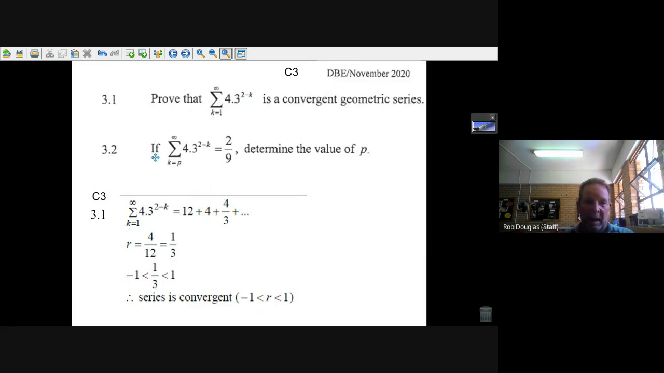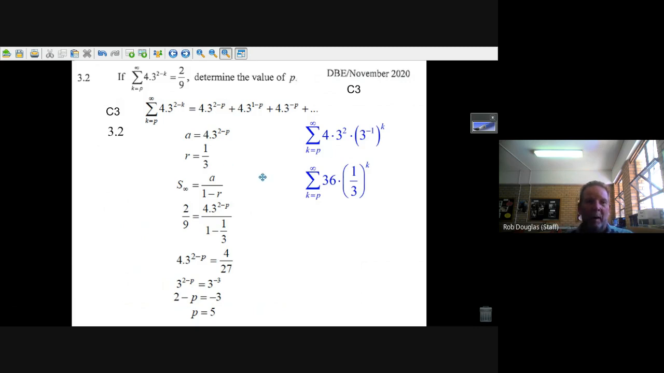Now it says, if the sum to infinity of this series was 2 over 9, can you figure out what p is? Well, let's look at what they do with this here. Let's start with k equals p. If we put that in there, the first term is 4 times 3 to the 2 minus p. There's your first term right there.